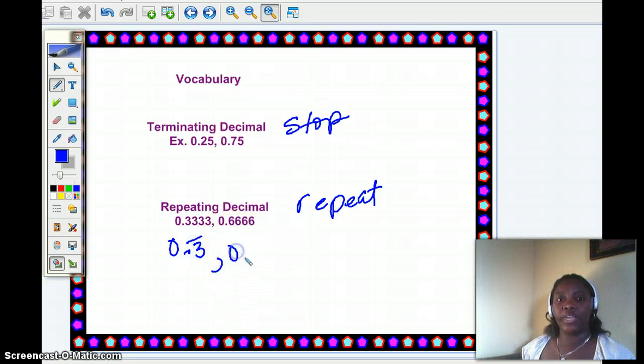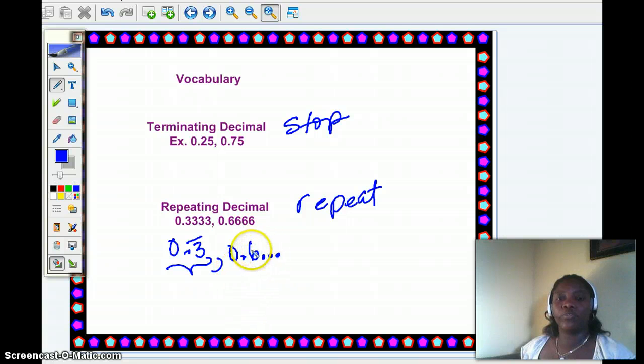We could put 0.6 with 3 points behind it to let people know that the 6 is continued. Same here with the 3. However, the bar is the one that you will most likely see, because the points can be confusing, like a point and then a bunch of points. This can be a little confusing.